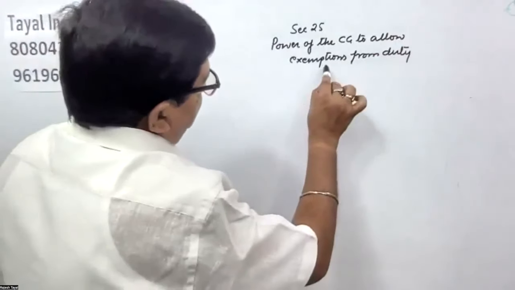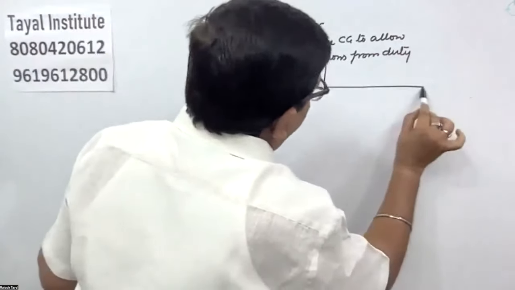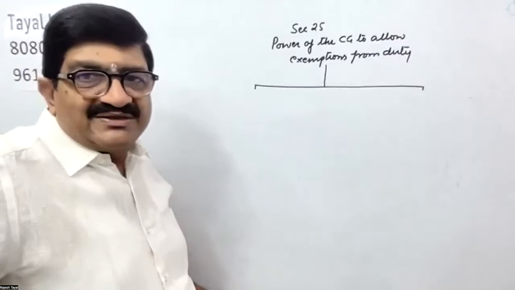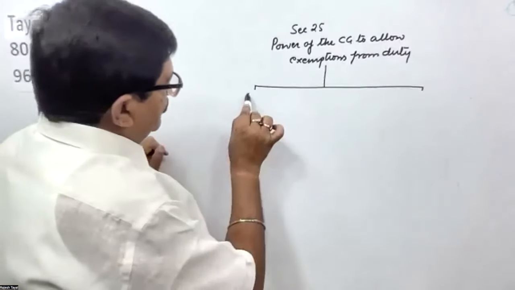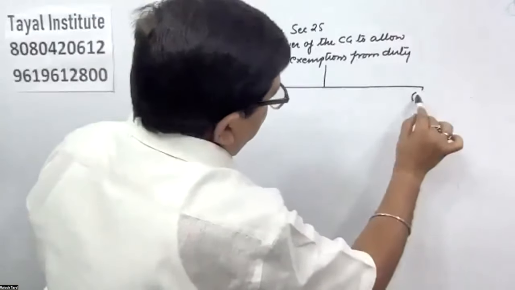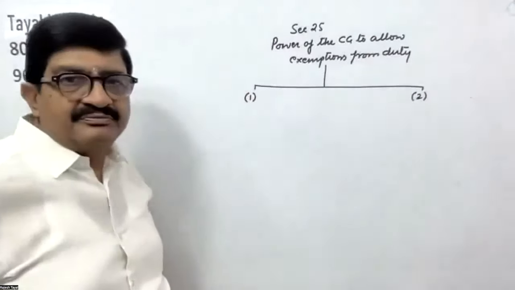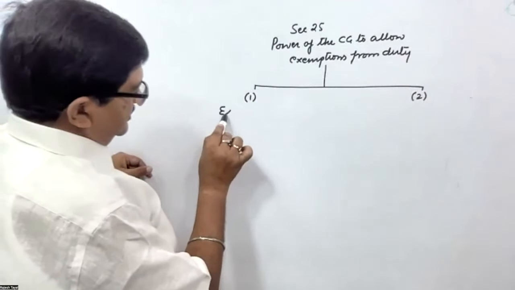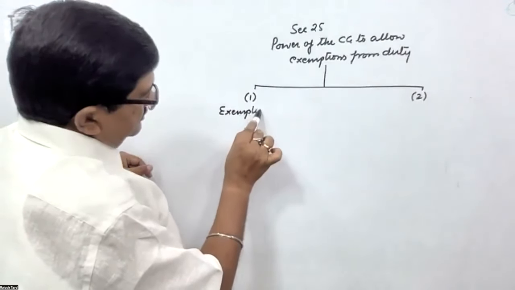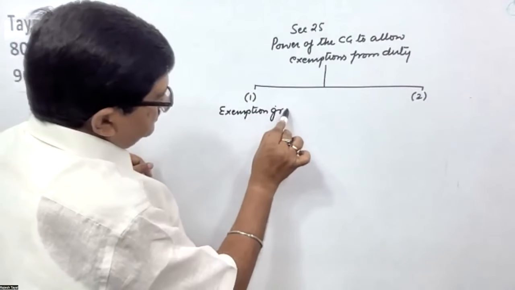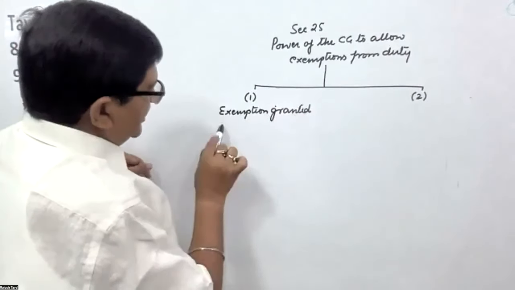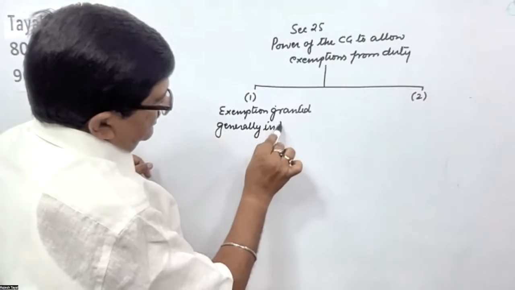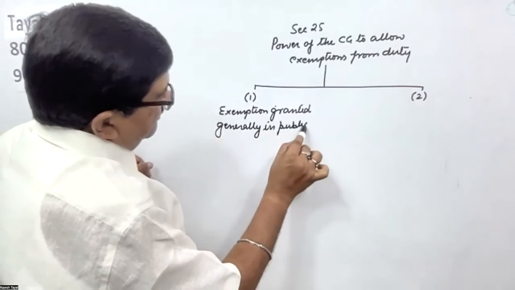Now, under this section, there are two main subsections. Now, see this. Section is long, but two main subsections are there. Subsection 1 and a subsection 2. Here comes exemption granted generally in public interest.